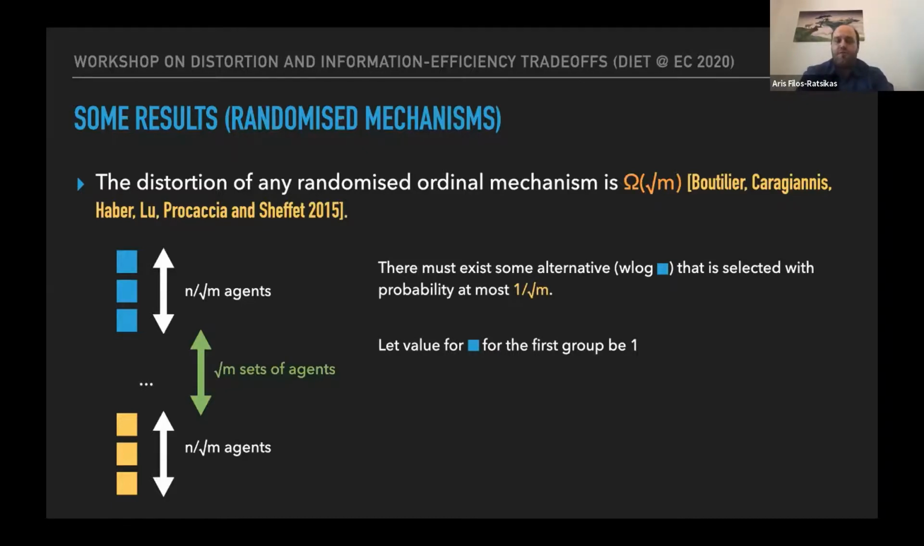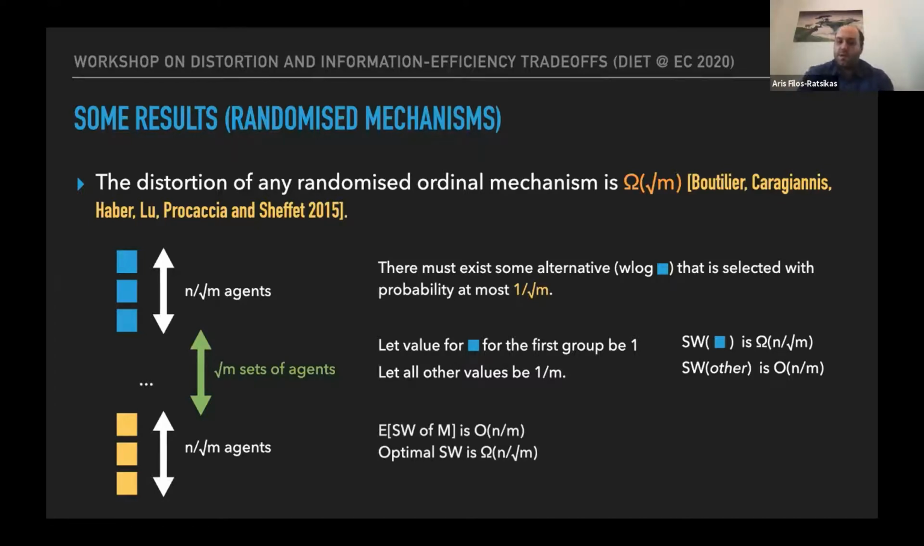So what we will do is that for the first group of agents, there on the upper left corner, we will set their value for the blue alternative to be 1 and 0 for everything else. And for all other agents, we will set their value to be 1 over m for alternatives. So basically what we did here is that we made the blue alternative good and all the other alternatives bad. And because the probability that we select a good alternative is small, this is why we get a small welfare. So the social welfare of the blue is large, whereas the social welfare of anything else is small.